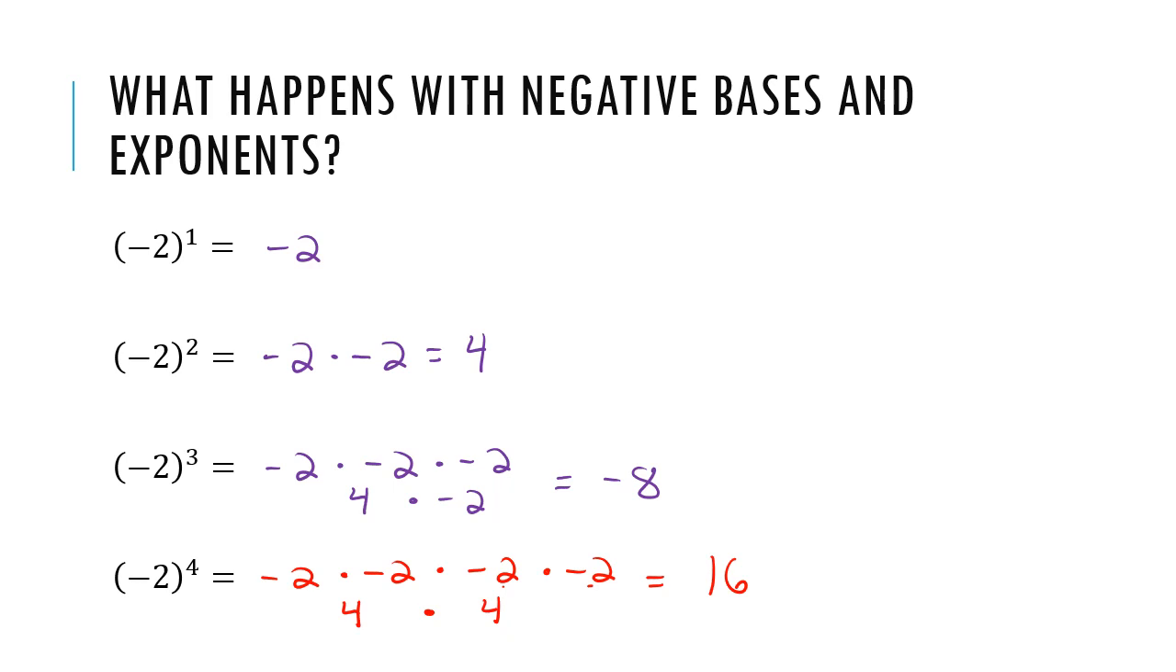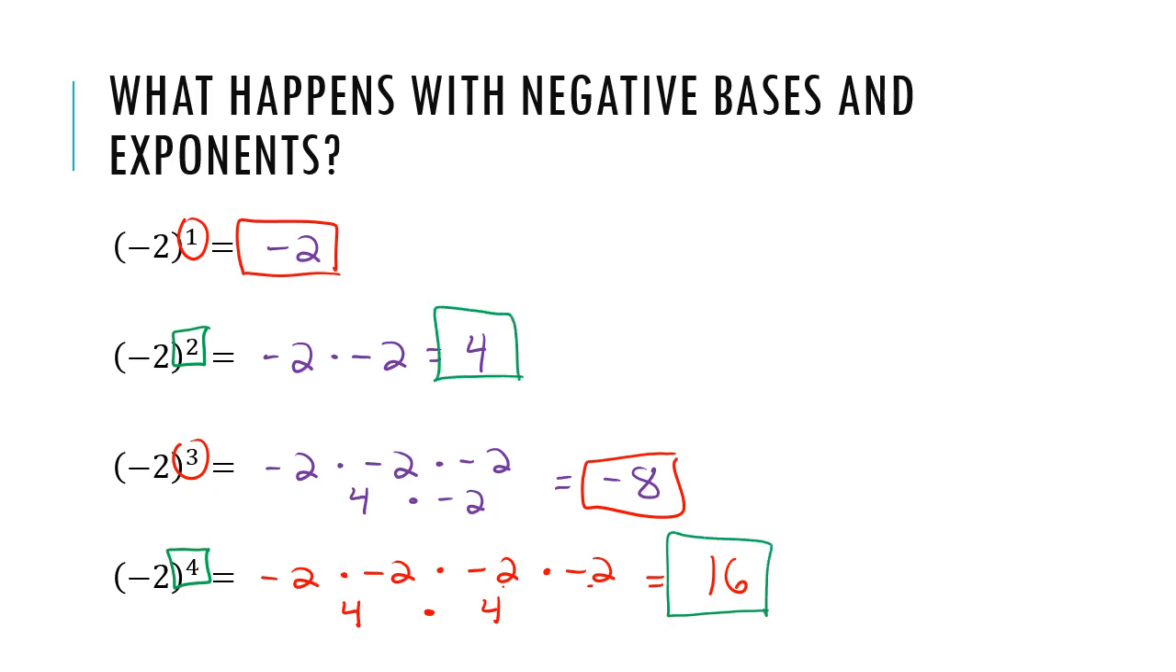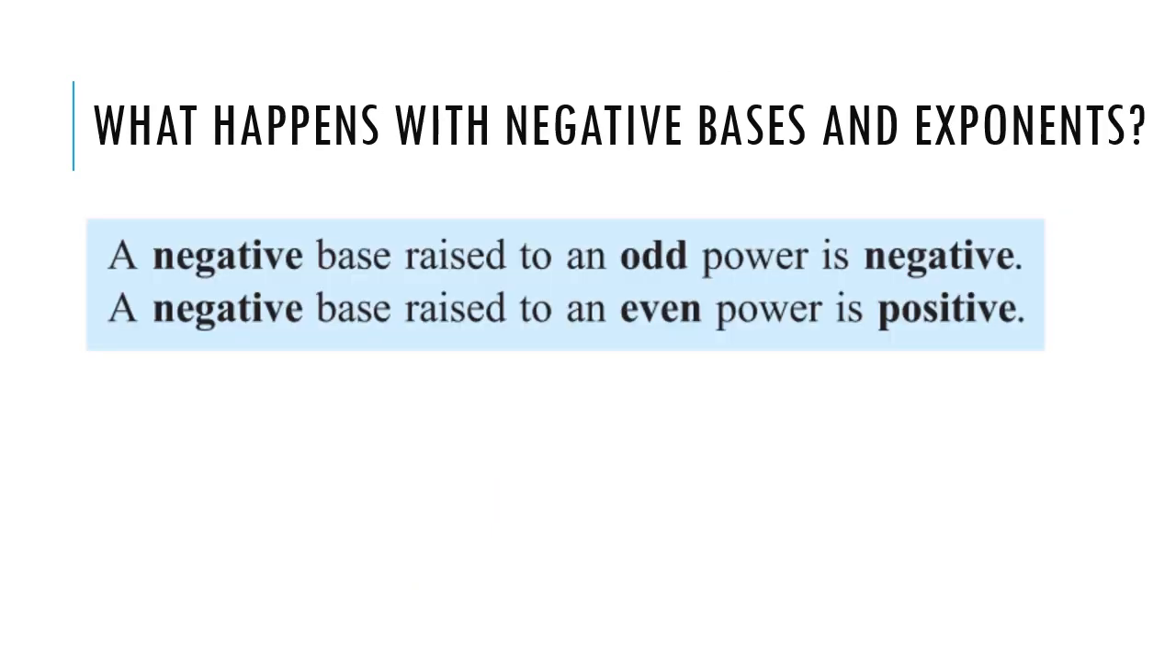So you might start looking at this and say, hey, when I have an odd exponent, my answers are negative, and when I have an even exponent, my answers are positive. That's what this little slide is pointing out. If you have a negative base raised to an odd exponent, it's negative. If you have a negative base raised to an even exponent, the answer is going to be positive. Make sure you get that down. It's something you may already know. Once again, please be careful with the calculators and negative bases. You need parentheses around those values.